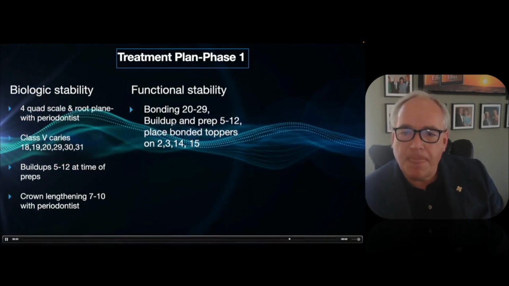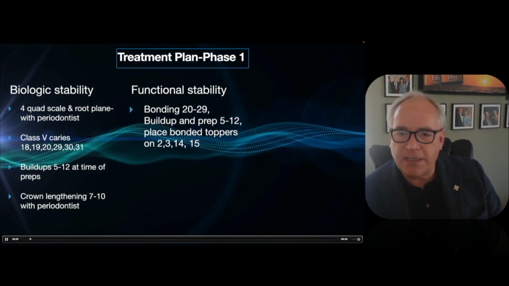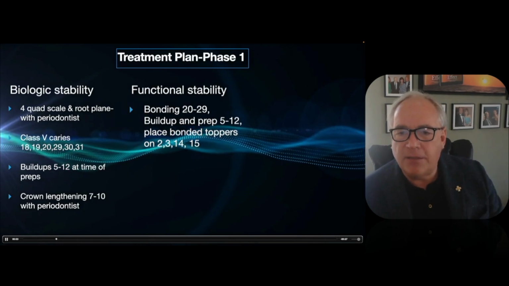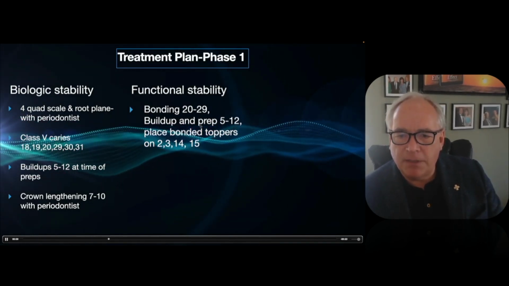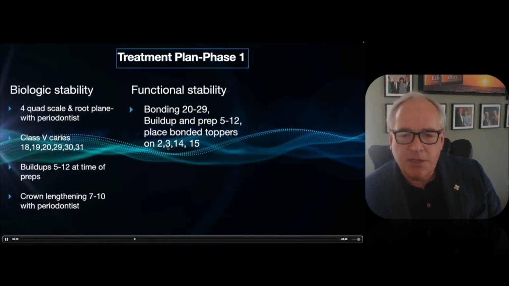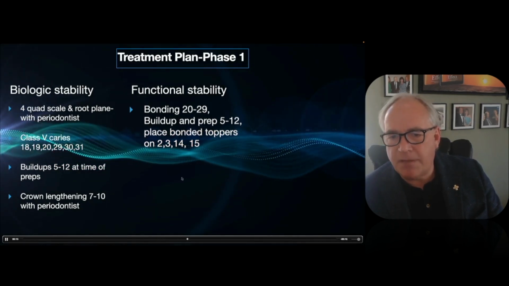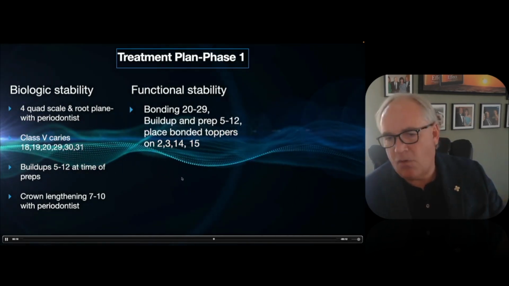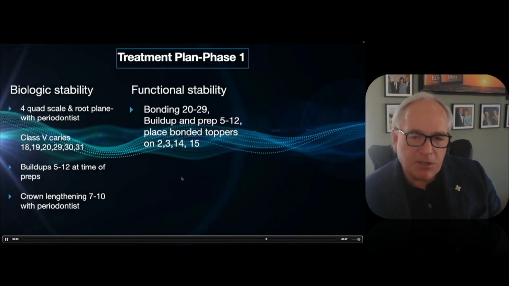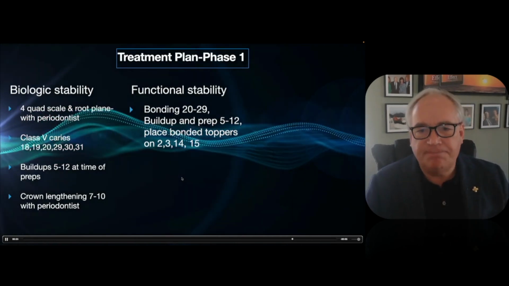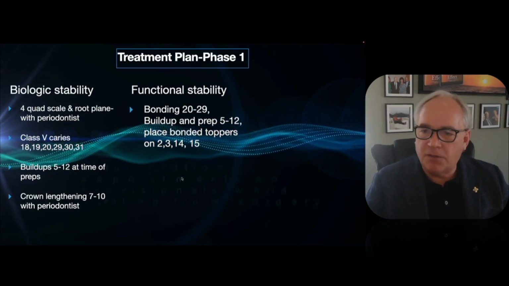Then we're going to come in and do bonding 20 to 20. Should be 21 to 28 because he didn't have second bicuspids, but first bicuspid to first bicuspid, we're going to be bonding those in. Then we're going to prep 5 through 12, do our buildups, and I'm going to bond toppers 2, 3, 14, and 15. In this functional stability appointment, it's about a 5-hour visit. We're going to transform his whole occlusion and get the teeth into position to be able to really visualize to make sure that aesthetically and functionally, my goals of aesthetics and function are fulfilled.